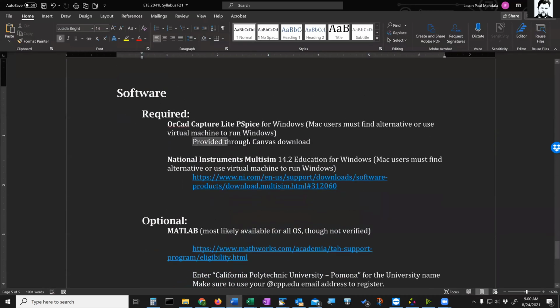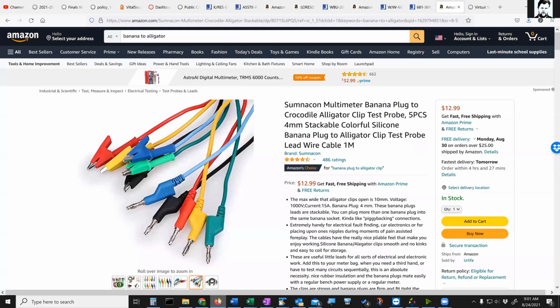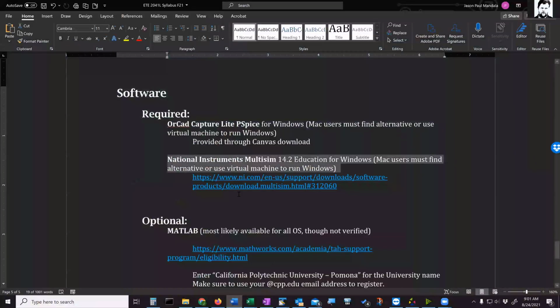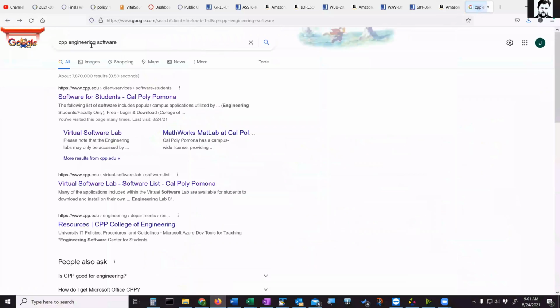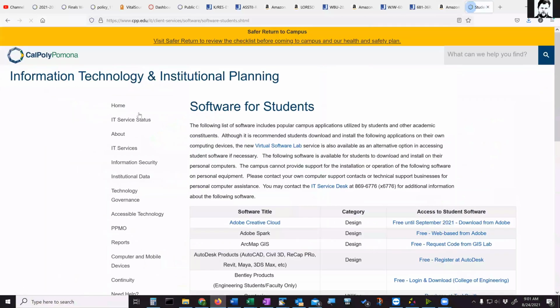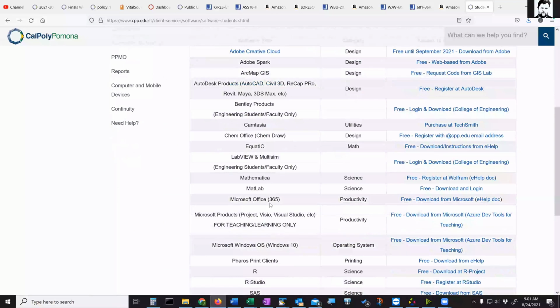I haven't put it up yet, but I'm going to provide the old version of Capture Lite PSpice on Canvas for you to download. Same thing like I did in 1021. Multisim, you can download from the ni.com link, and then you can get the key. The key to install it is actually in Google as well. If you go to the software for students and then go to Multisim and free login and download, they provide the key to activate it in there.